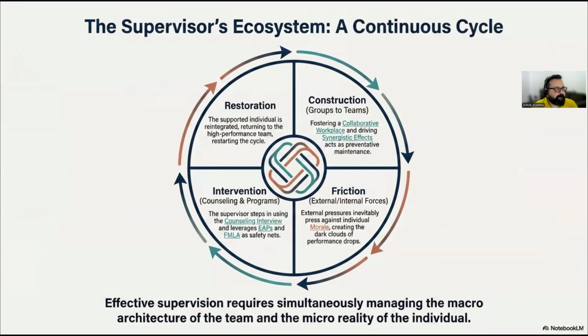Okay. Now this is the big picture, right? Because this is a continuous cycle, right? So you have the construction of teams, which is you build teams. There might be friction, problems arise. We saw that. But we have intervention, coaching, support, and then we go to restoration, right? The employee recovers, hopefully solves that problem. And then the cycle repeats, right?